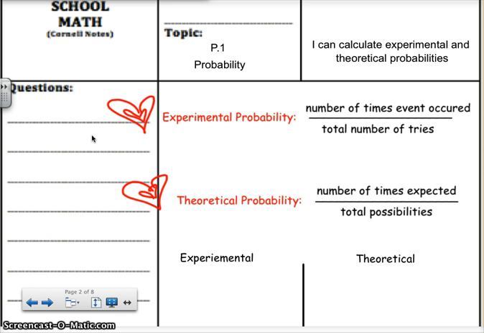Experimental probability states the probability of an event happening. You write it like this, P parentheses event, which means probability of an event, is equal to the number of times an event occurred over the total number of tries. That's experimental. Think of the root word experiment. That means you are actively doing something.